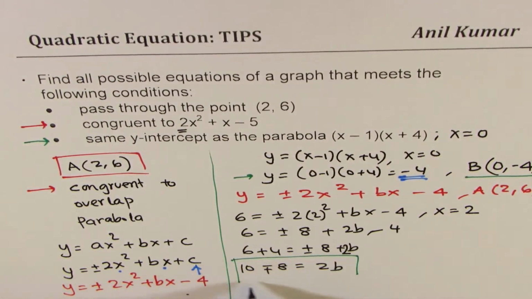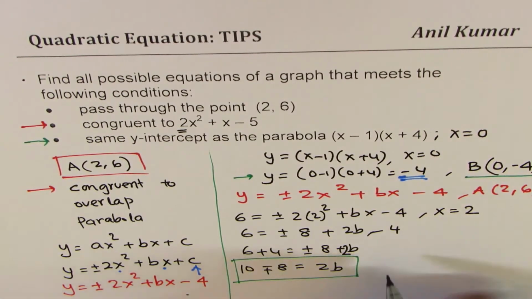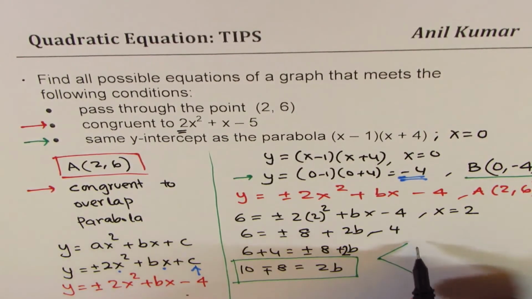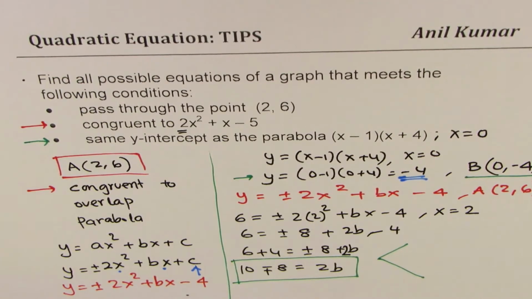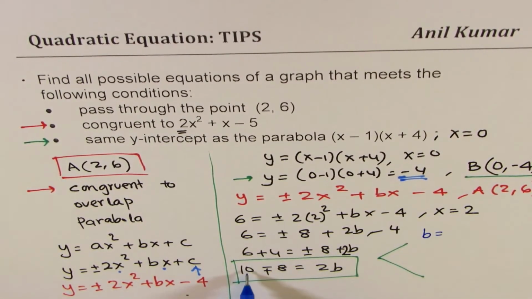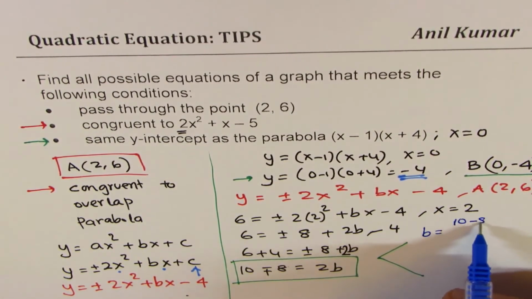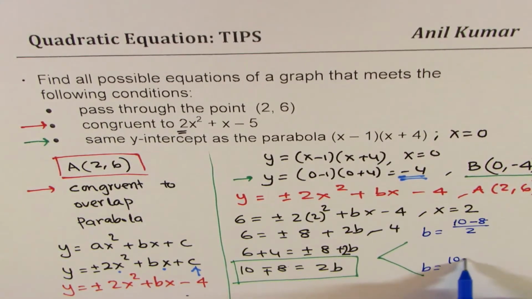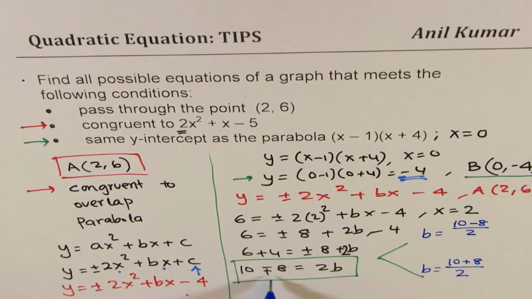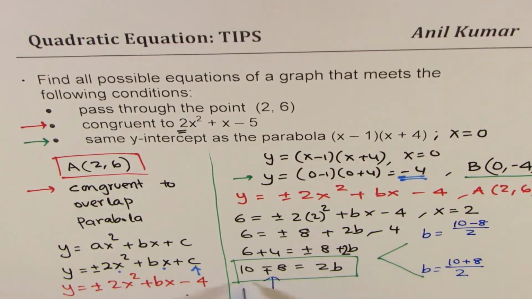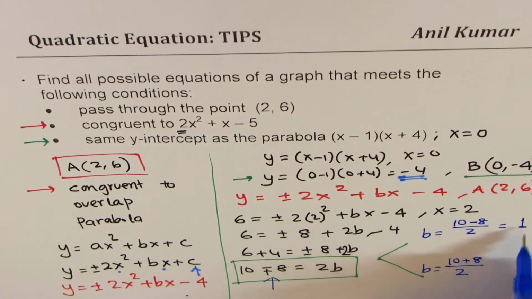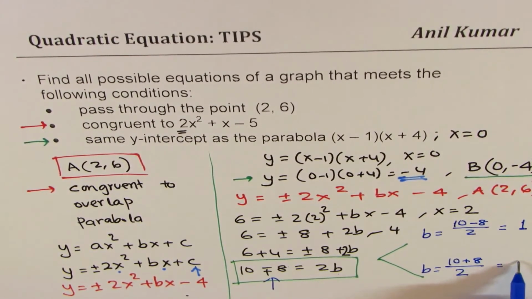So clearly b can have two values. Let's solve for these two values now. So b could be equal to 10 minus 8, which is 2, divided by 2, which is 1. Or b equals 10 plus 8 divided by 2. So these are the two values possible, correct? We want what b is. So that gives you 10 minus 8 is 2, 2 divided by 2 is 1, 10 plus 8 is 18, divided by 2 is 9.